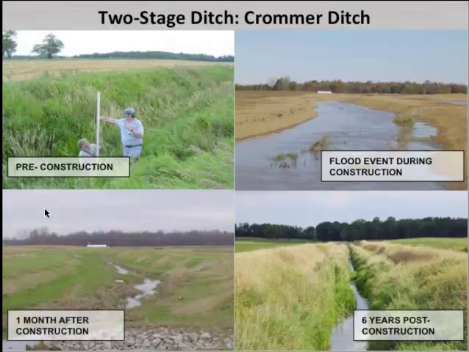You can see right during construction on the upper right, it always rains right when you're in the middle of a construction project to make you worry. The benches were fine. About a month later, they started to grass and vegetate. 6 years later, pretty robust system, maintaining itself very well, lots of vigorous vegetation. Sarah's going to show some pretty impressive water quality results associated with this ditch here later on, I believe.